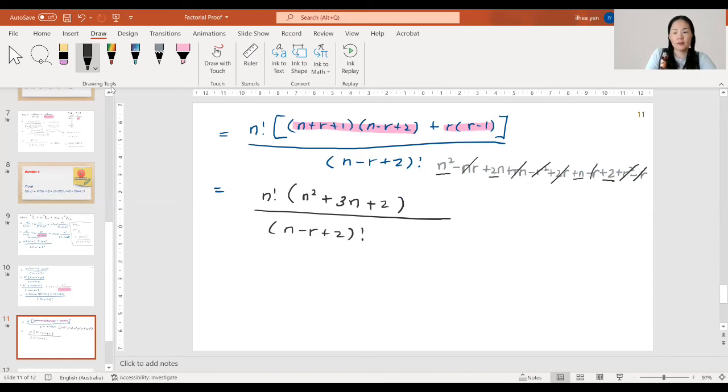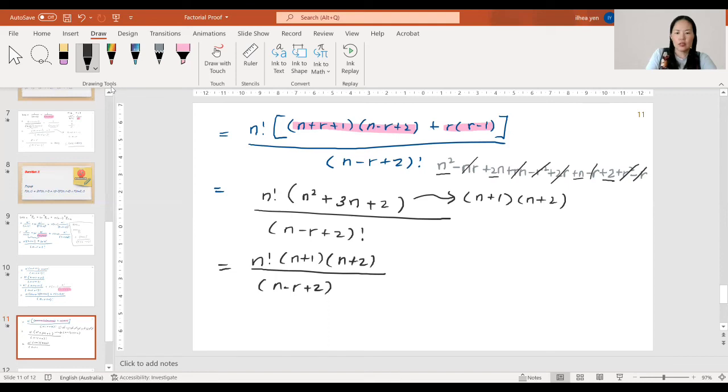I strongly recommend you do it by yourself with pen and paper. Now I can factorize this to n plus 1, n plus 2. So it'll be n factorial times n plus 1, n plus 2, over n minus r plus 2 factorial. Now, with this, what's that going to be? That's going to be n plus 1 factorial.